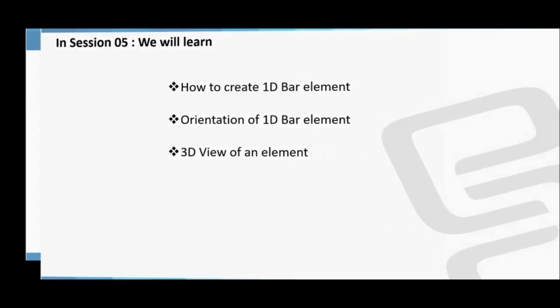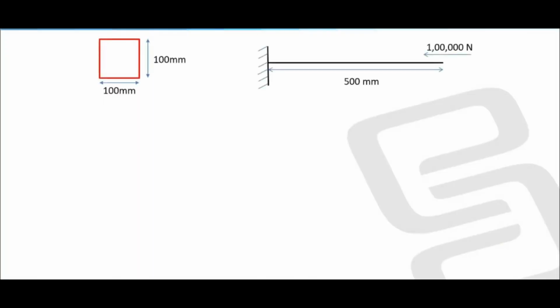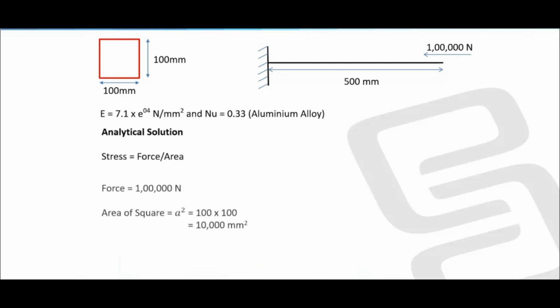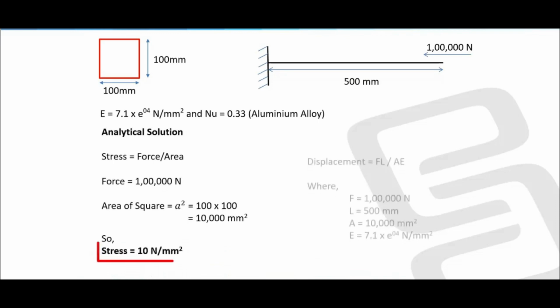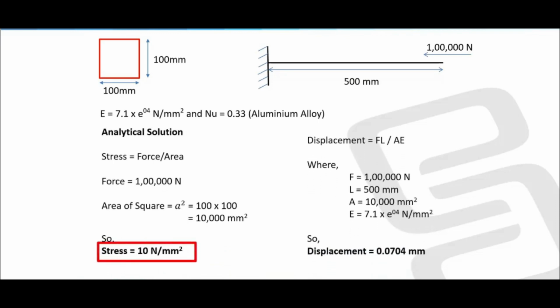So first, let me show you the problem statement of a bar element subjected to compressive force. Here we are going to use a square cross section. The length and the magnitude of force remains the same, only the direction of force is changing. Material is also changing here. We are going to use different values of Young's modulus and Poisson's ratio. Analytically, we have calculated the stress as well as the displacement. So now, let me show you how to solve this in HyperWorks.